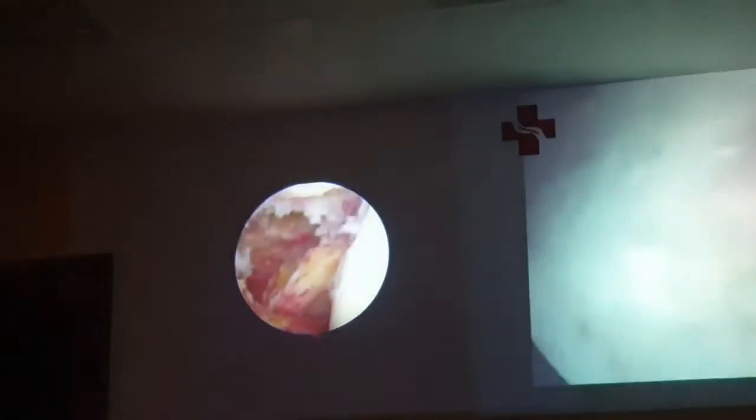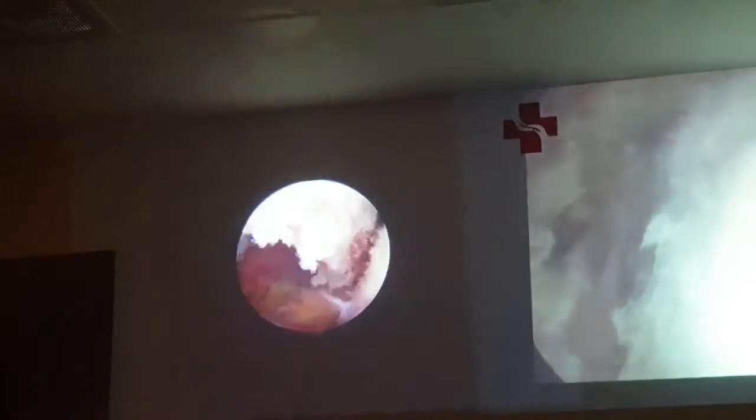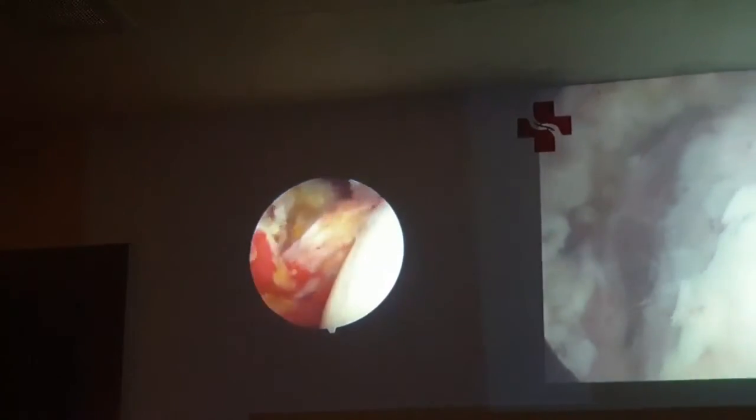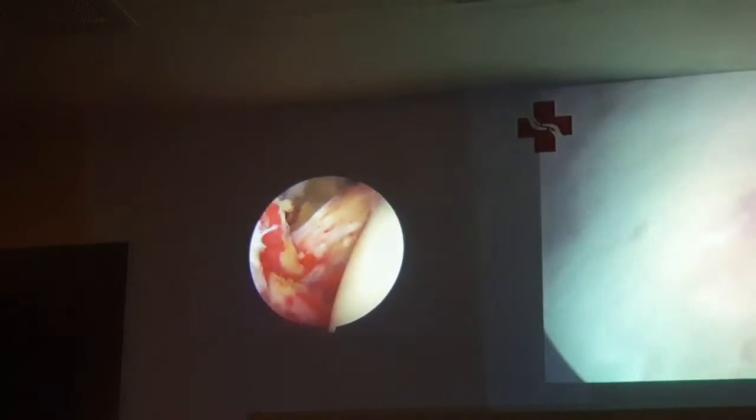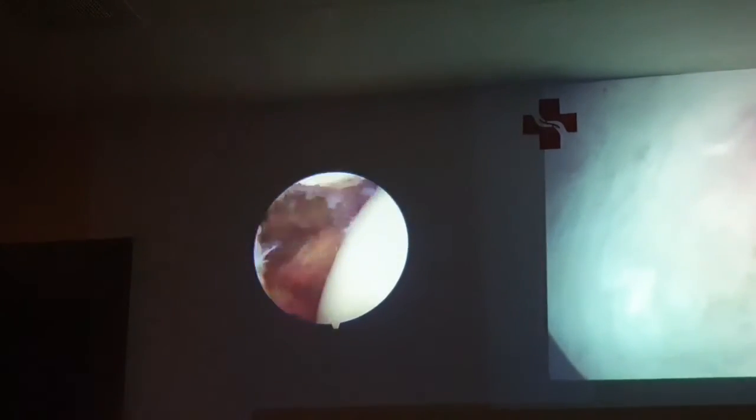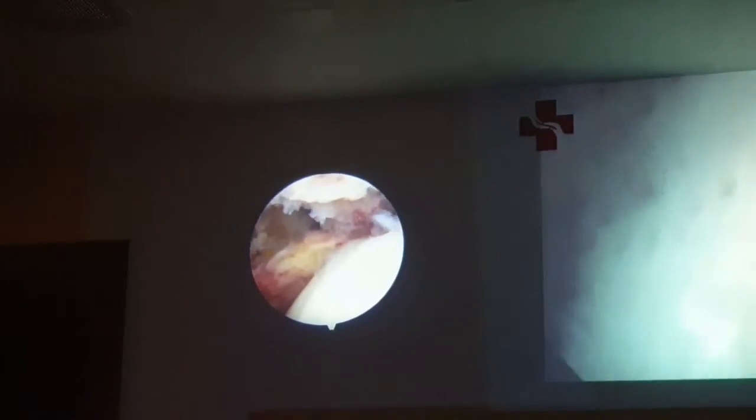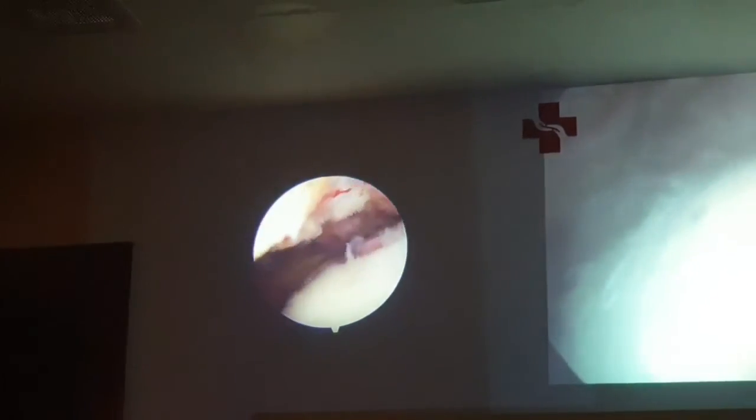And then repair it. I usually use one suture anchor, and I take one bite superior-inferiorly, the other bite mediolaterally to repair. So now I am rotating the shoulder, and you can see how beautifully the subscap is attached and the excursion of the subscap.